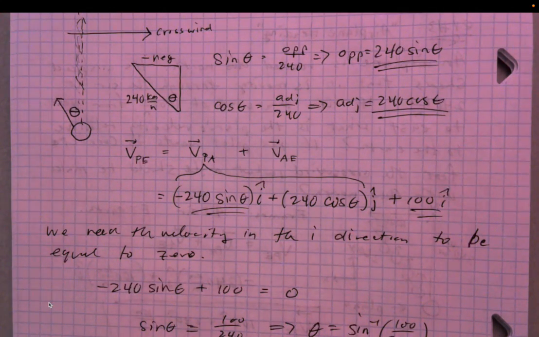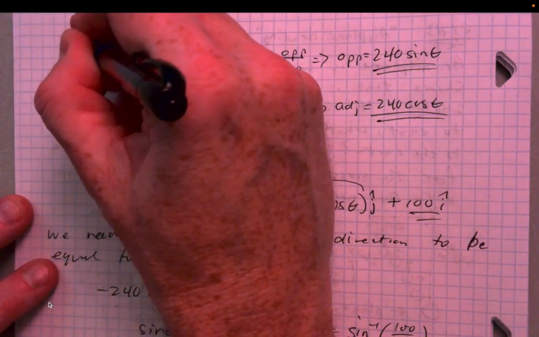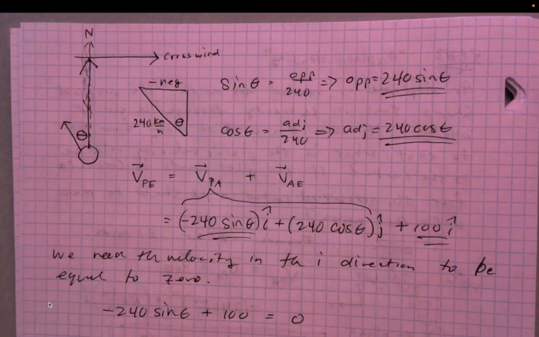Okay. All right, very good. So that means if the pilot steers 25 degrees into the wind, then the plane will head due north with no deviation from this line. Okay, perfect.